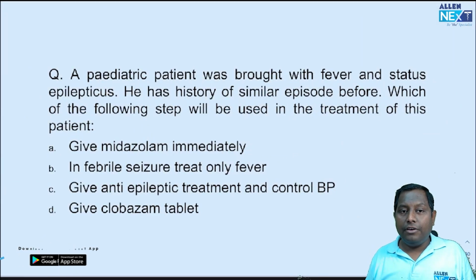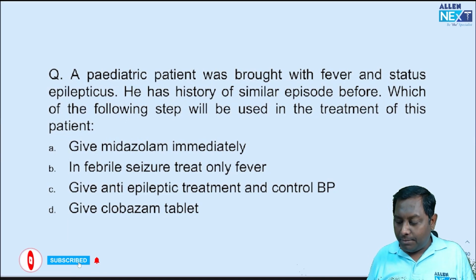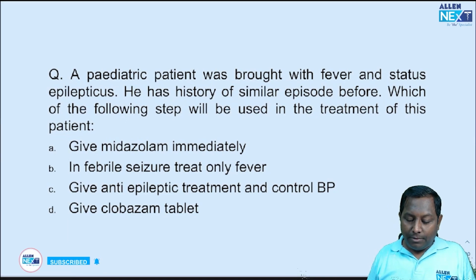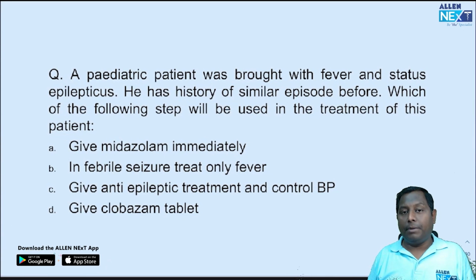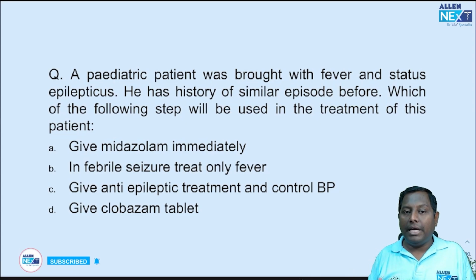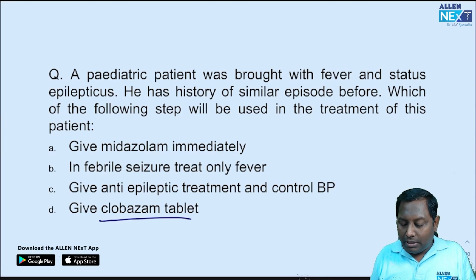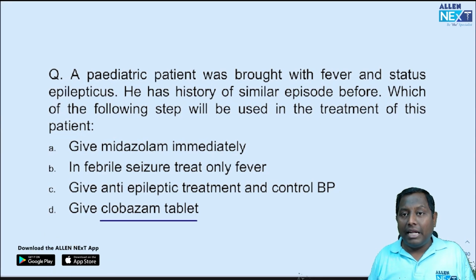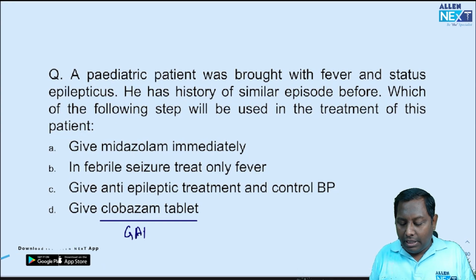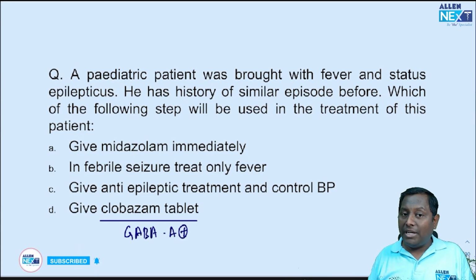Pediatric patient brought with fever, status epilepticus, he has history of similar episode before, and which of the following steps will be used in the management of this patient? Now अगर पेशेंट को फीवर है और स्टेटस एपिलेप्टिकस है, you don't only treat the fever, no, है ना, and you are not worried mainly about BP, and you are not only going to rely on clobazam. Clobazam is type of benzodiazepine. Their activity is like a benzodiazepine only. They are one of the GABA-A analog, है ना, so their activity is like benzodiazepine.